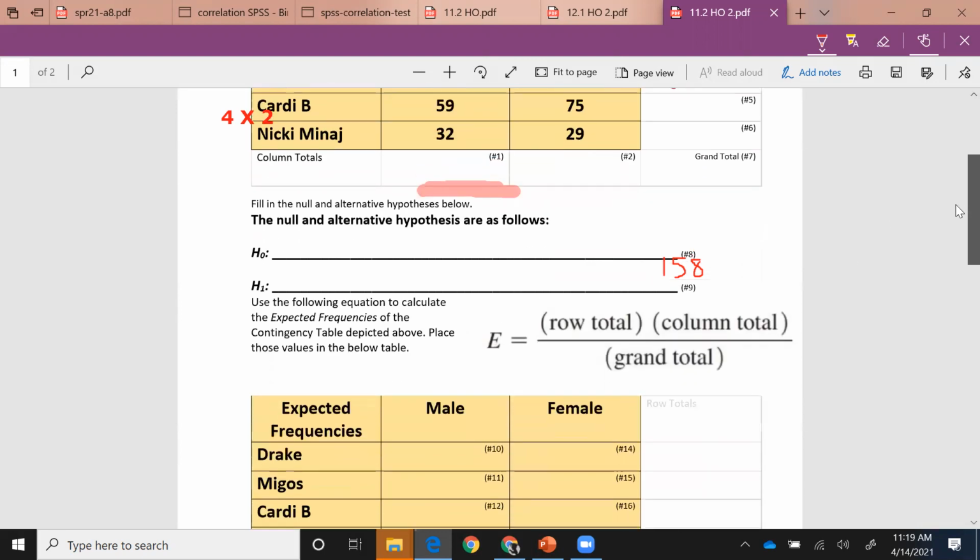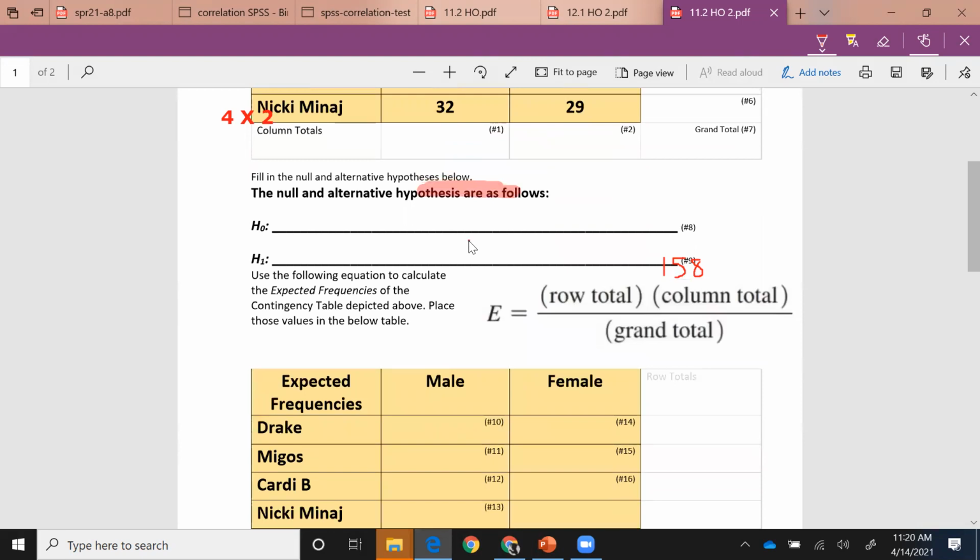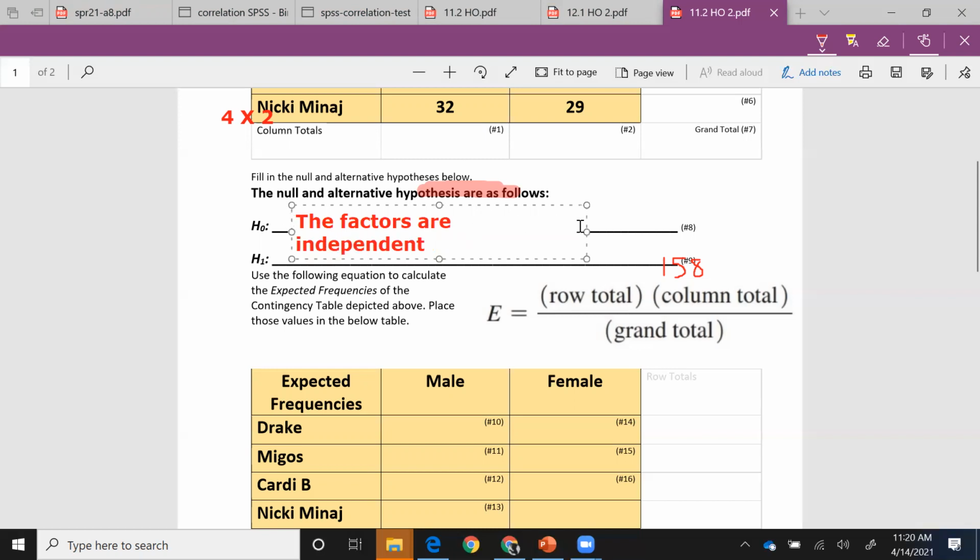We already went over what the hypotheses are. The hypotheses are basic, right? It's either the factors are independent, or the factors are not independent. That's the actual hypothesis. And again, they're always the same.